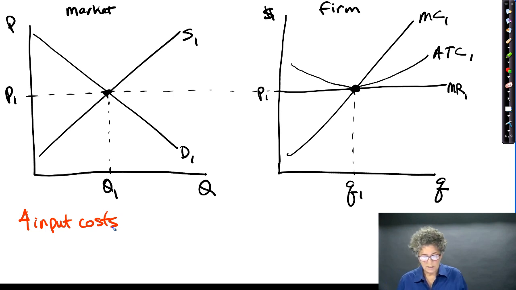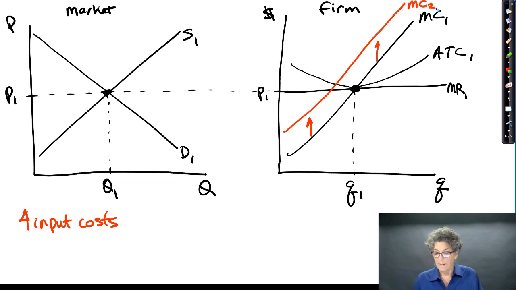It's going to be an increase in costs. First thing I'm going to do is show the effect on the firm side. The increase in input costs means there is a higher marginal cost associated with producing each quantity. So if labor is going to be paid $15 an hour instead of $12 an hour, that's going to increase the cost of producing each and every quantity that's being produced. My marginal cost curve is going to shift up.